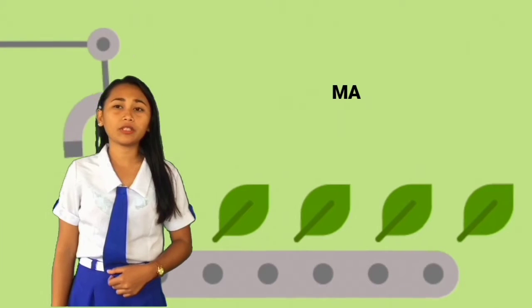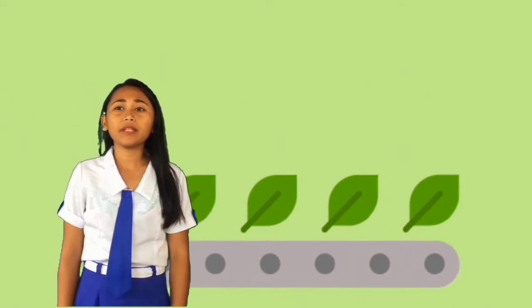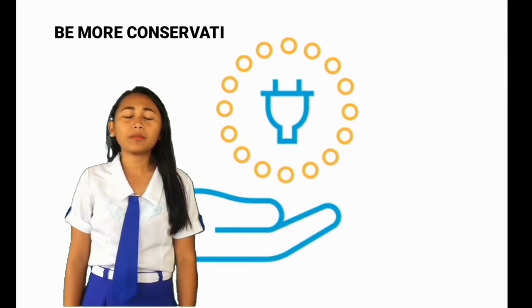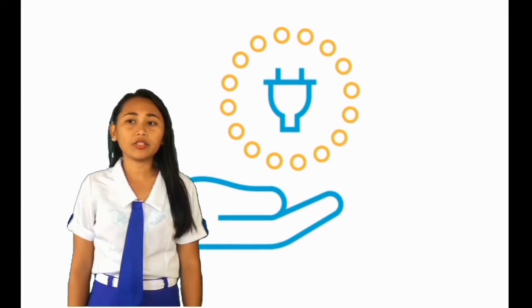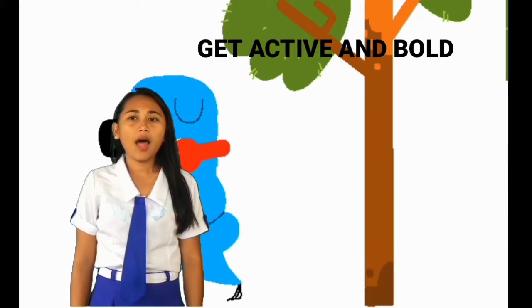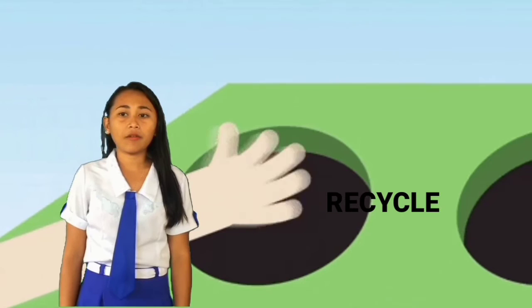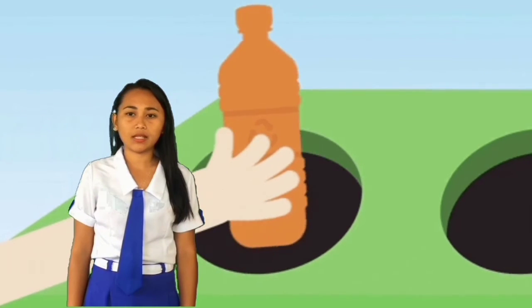First, make your commute green. Millions of people drive to work every day. It is simply unavoidable in our modern day society. Second, be more conservative with energy usage. Becoming more energy efficient is a great way to prevent pollution. Third, get active and vote. Help those who will fight against it get into office. Fourth, recycle. It is unavoidable in the production of goods that we use on a regular basis.